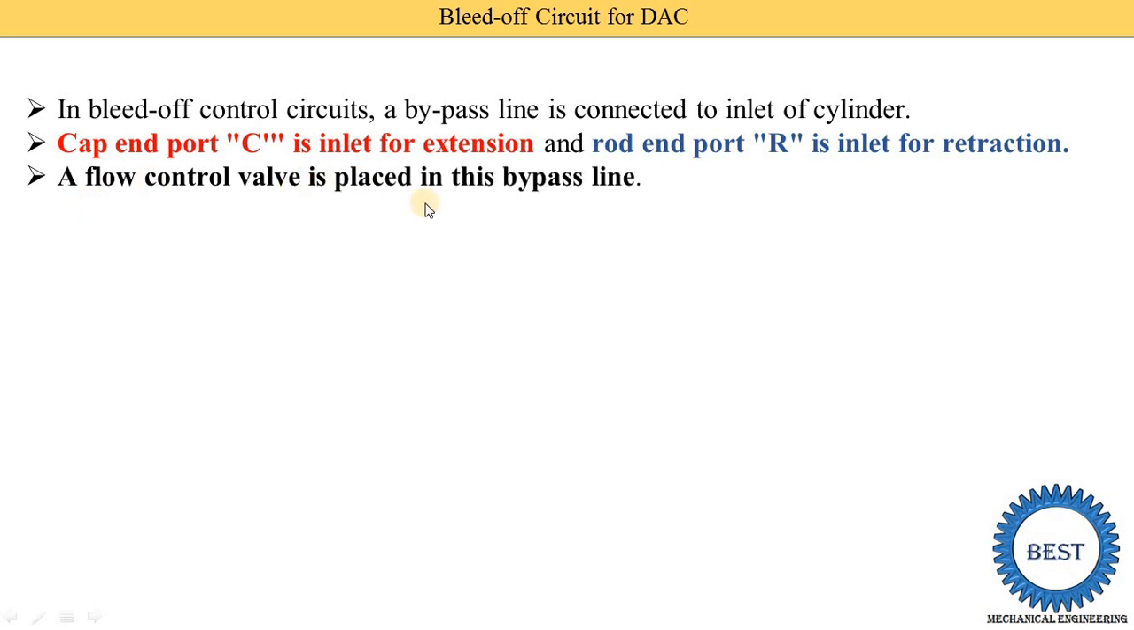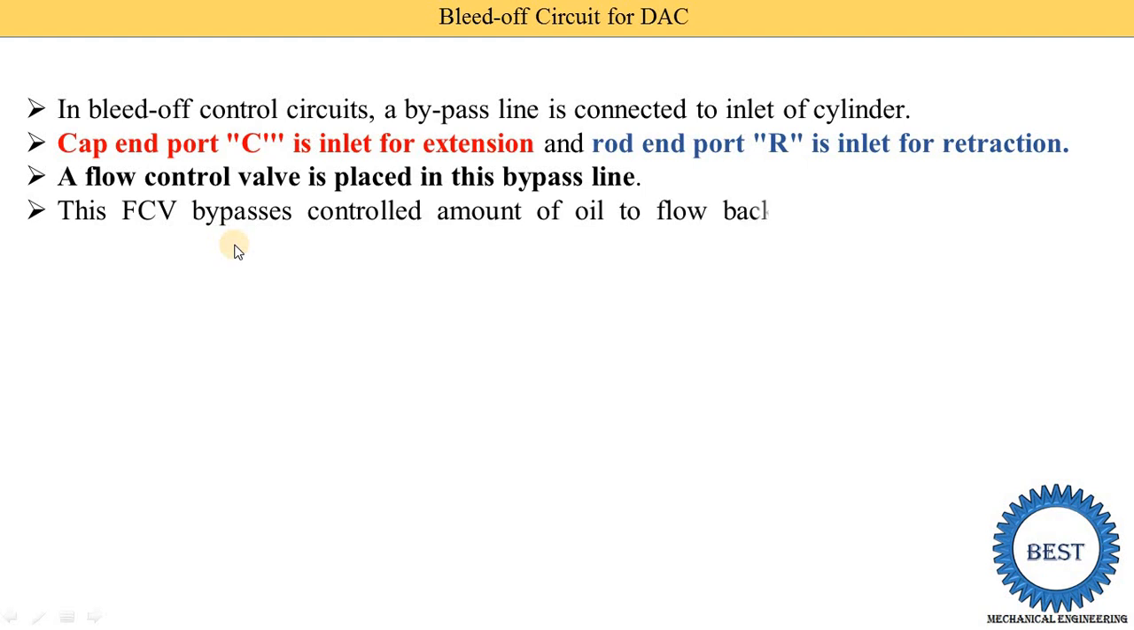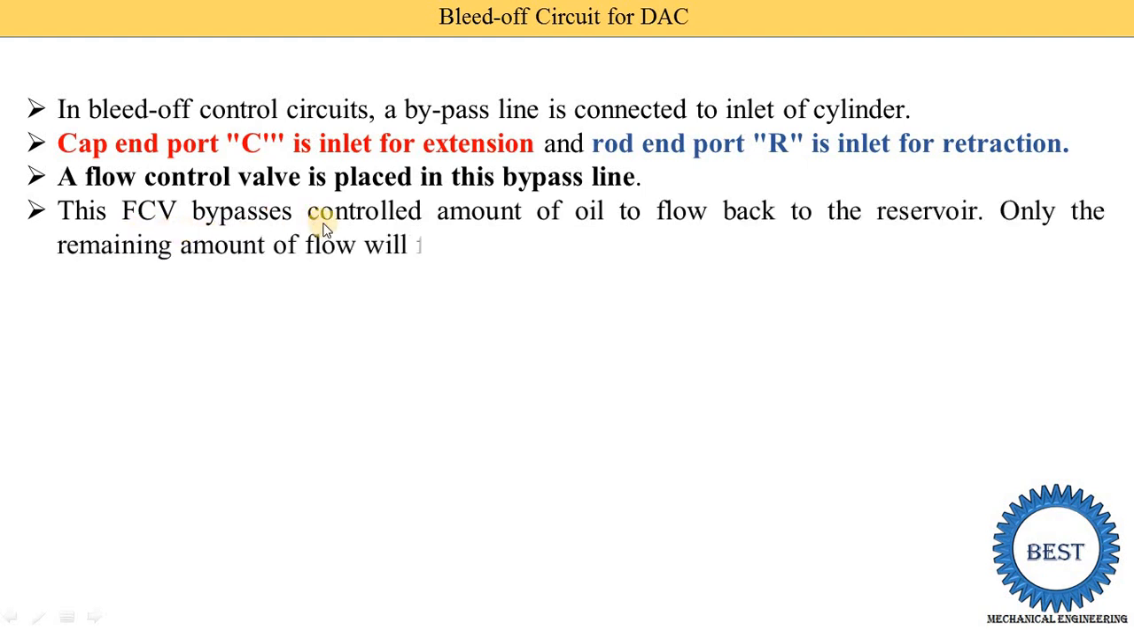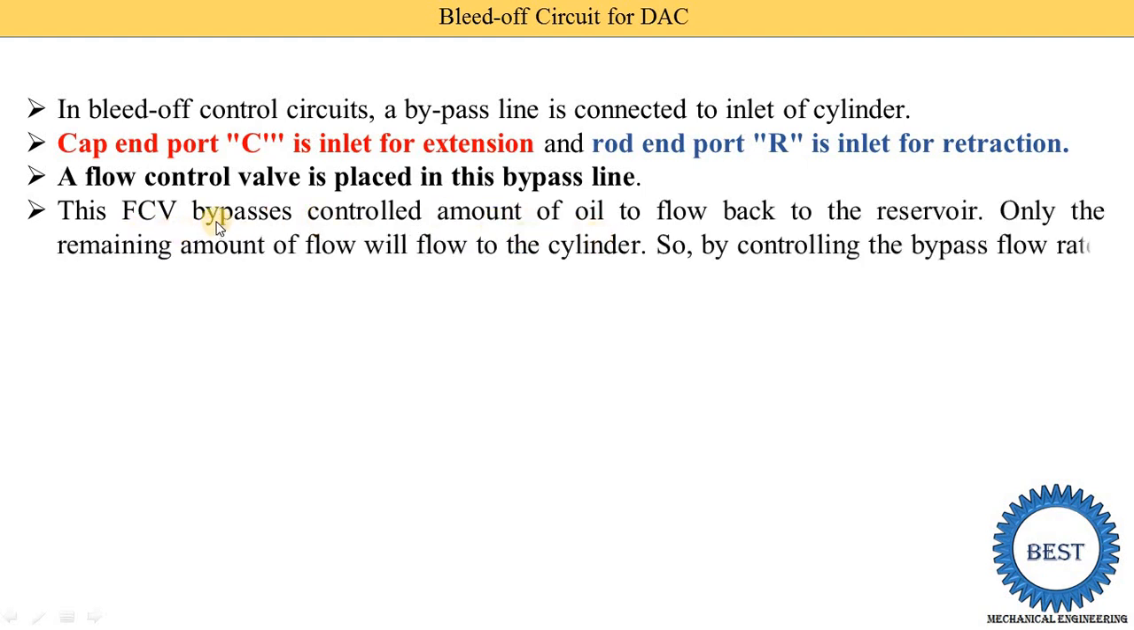A flow control valve is placed in this bypass line. First we need to draw one bypass line, and in this bypass line we provide the flow control valve. This FCV, the flow control valve, bypasses a controlled amount of oil. This flow control valve sends that bypassed amount of oil back to the reservoir, and only the remaining amount of oil will flow to the cylinder. So by controlling the bypass flow rate, we control the flow rate going to the cylinder.